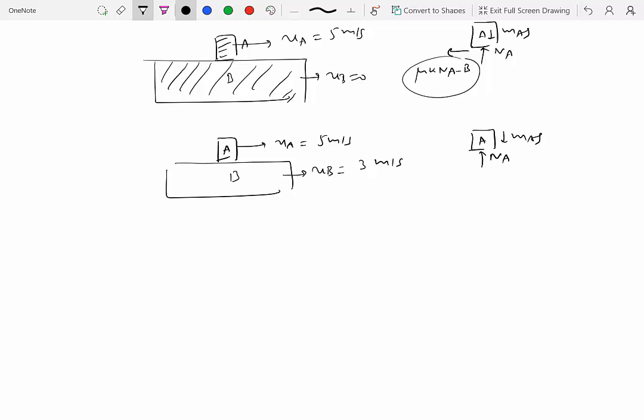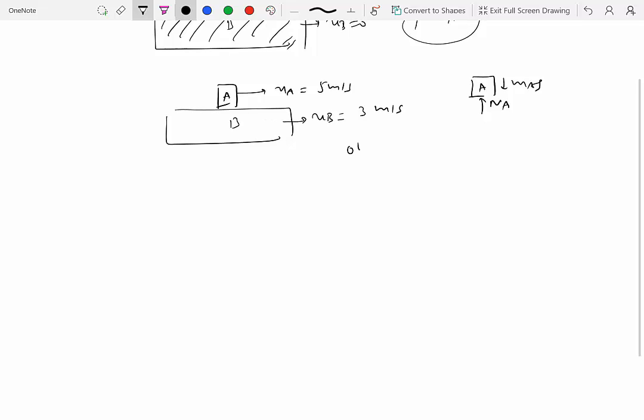But if you remember that the job of the friction force is to oppose the relative motion. So relative motion is the key, right? So oppose, let me write that, oppose the relative motion, then you would have no problem figuring out the direction of the friction force.